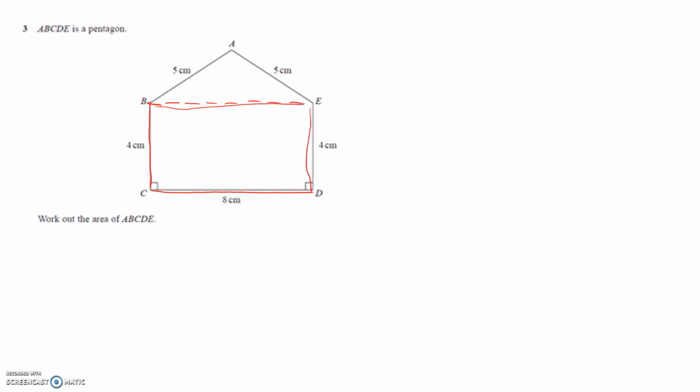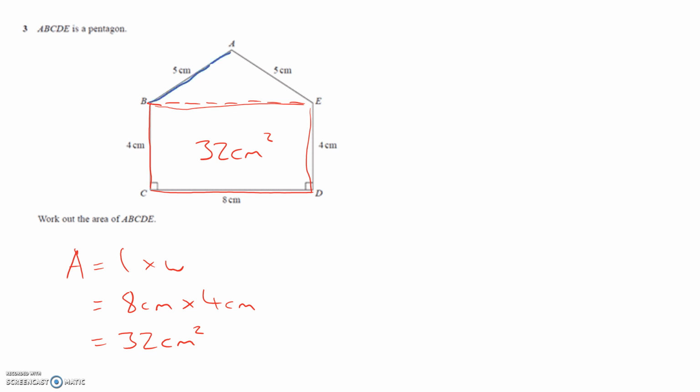That's that shape there. And that should be easy because we know the area of a rectangle is length times width. So we can do 8 centimetres times 4 centimetres, and that's going to give us 32 square centimetres. Centimetres times centimetres. So we've done the area of the rectangle. It's 32 square centimetres. We can then look at the triangle on the top, triangle ABE. So we'll look at this shape.